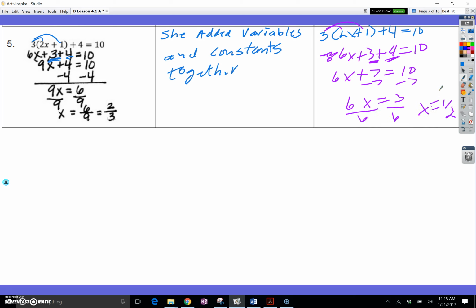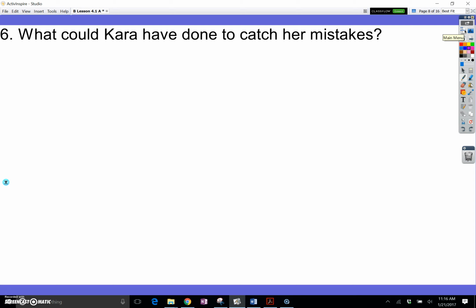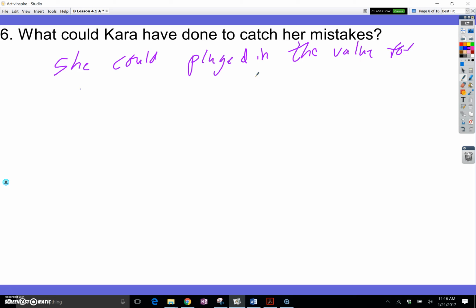Now it says, what could Kara have done to catch her mistake? Well, once you get a value for the variable, you can plug it back in and see if it's a true statement. So she could have plugged in the value for x and solved again.